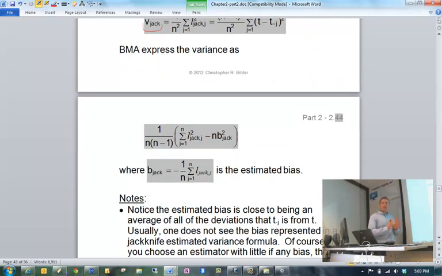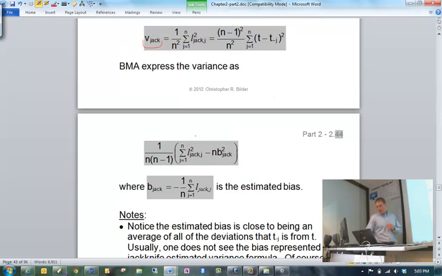Our book expresses this formula in a different way. It's actually a slightly different formula. Let me have both on the same screen at the same time. You can see we still have this squared L jack. You have what looks like 1 over n squared there. But they also have a term with respect to the bias. They estimate the bias, they get a jackknife estimated bias, don't worry about where this comes from: negative 1 over n times the sum of the L jacks.